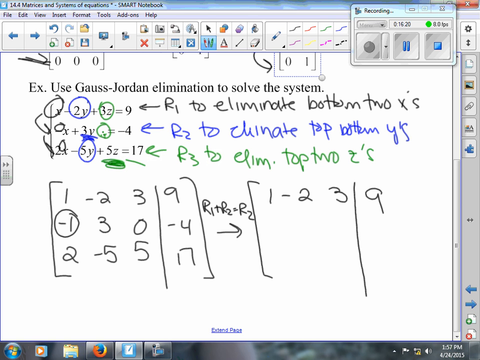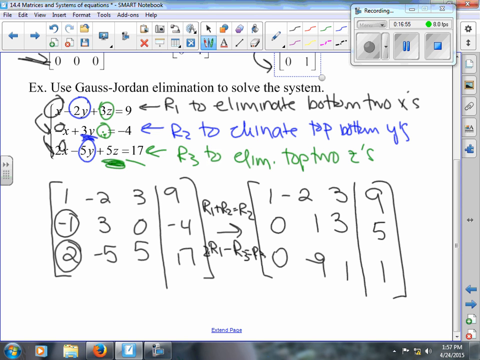So every time we do an operation, we're not changing one row, but we are changing the other two. So when I add these together, I get 0, 1, 3, 5. Then to eliminate the 2 in the bottom row, I need to take 2 row 1 minus row 3, and that's my new row 3. So 2 row 1 minus row 3. So it's going to be 0, -9, that would be 1, and 18 minus 17 is 1. Okay, so I've gotten my zeros underneath the 1 in the first column.